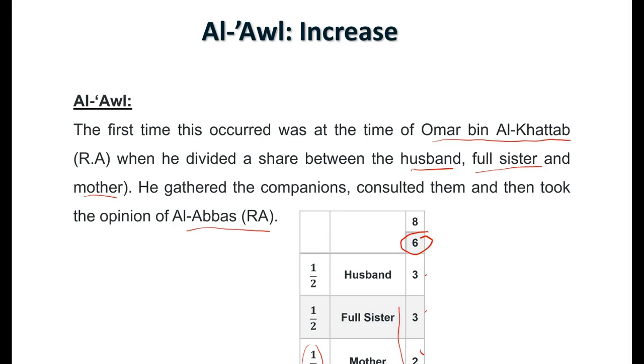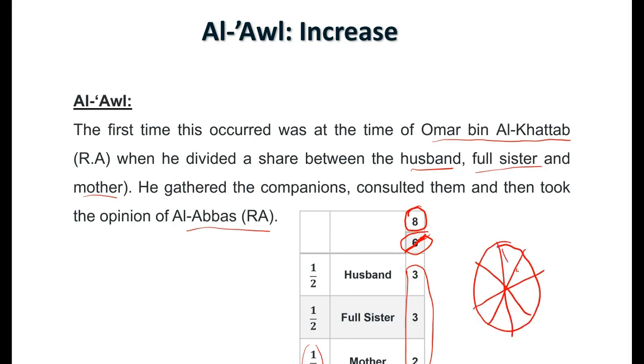So you add up the total prescribed shares of each, and you cancel the 6. So the total share of the case is going to be 8. So the case will be divided out of 8. 1, 2, 3, 4, 5, 6, 7, 8.